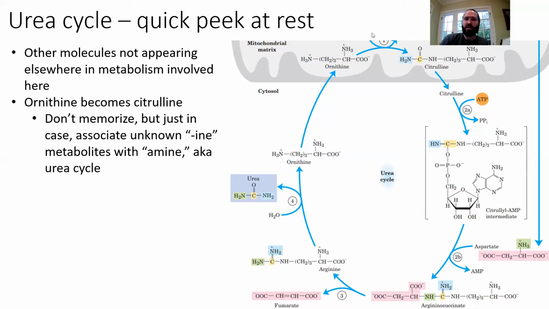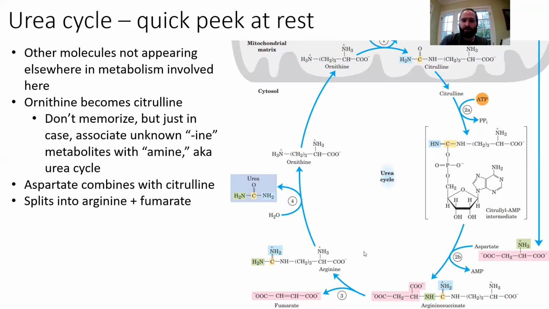Ornithine is going to accept a carbamoyl phosphate, I wish I'd shown the carbamoyl phosphate, to become citrulline, and we'll have a phosphate group leave. And then the rest of these steps, again, we're not going to memorize in detail. Citrulline will combine with aspartate from this other molecule called arginosuccinate, definitely don't worry about this. And arginosuccinate will split into fumarate, which will then go into the citric acid cycle, and arginine.